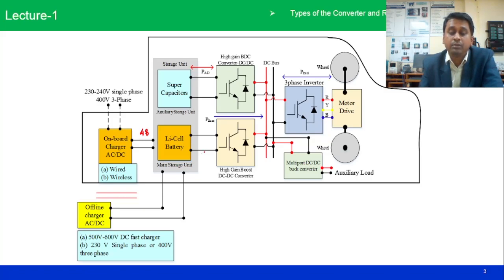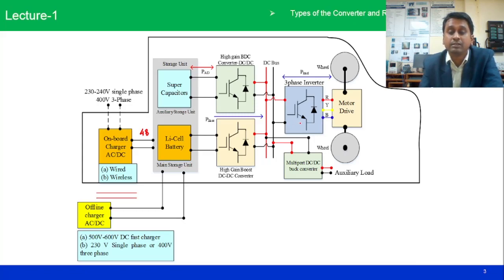That 48 volt, or very low voltage, needs to be converted to a sufficiently high voltage, around 300 to 400 volt, and after that the inverter can work to drive the electric vehicle motor. Generally, permanent magnet synchronous motors or BLDC motors are used for driving the electric vehicle. Now the momentary power requirement is also there, because there may be chances of acceleration or deceleration.